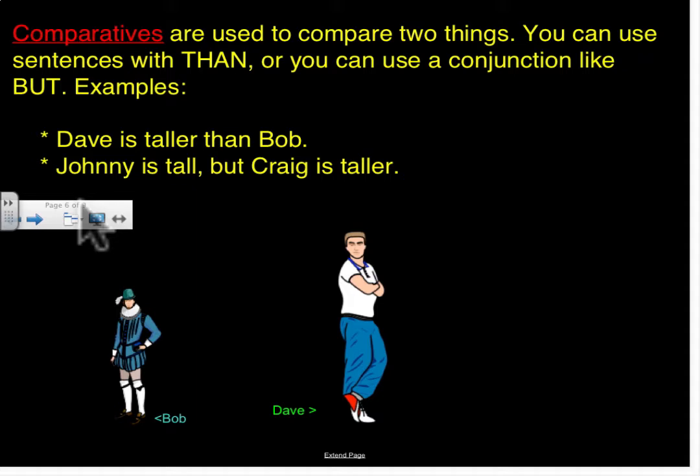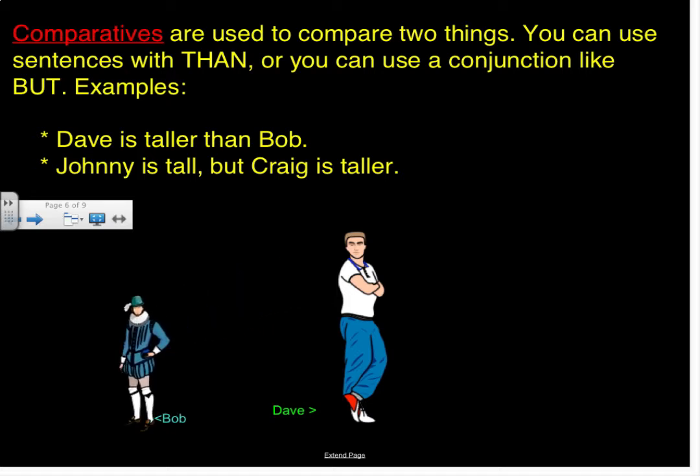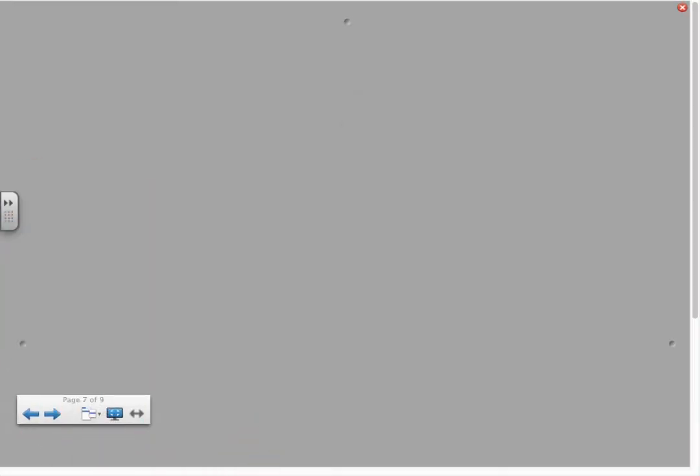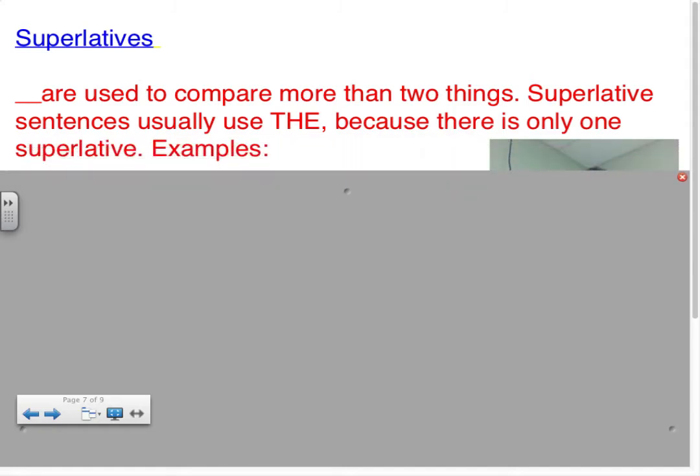So when you compare 2 things, you can use sentences with than, or you can use a conjunction like but. But notice it's just 2. There's no more than 2 when you use comparatives. So we're going to talk about more than 2 next. And now we're going to talk about superlatives. You see the word superlatives, almost like supers. They're always used to compare more than 2 things.